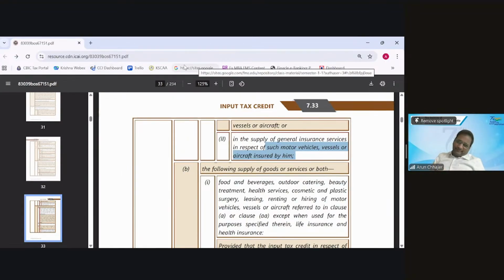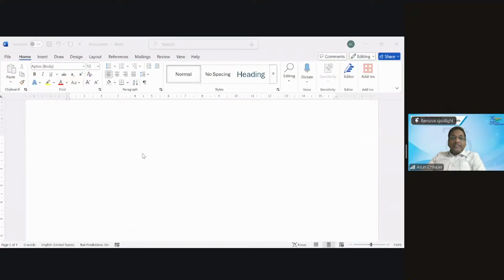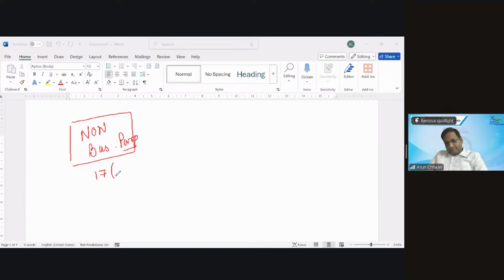So one more thing. I hope it is clear to you all, but I can say that ITC is not available. This question may belong to different things. First, non-business. Will you allow the ITC? I'm not using goods or services for business purpose, I'm using them for non-business purpose. Will the ITC be allowed? No. Where is it written? Section 17 subsection 1.